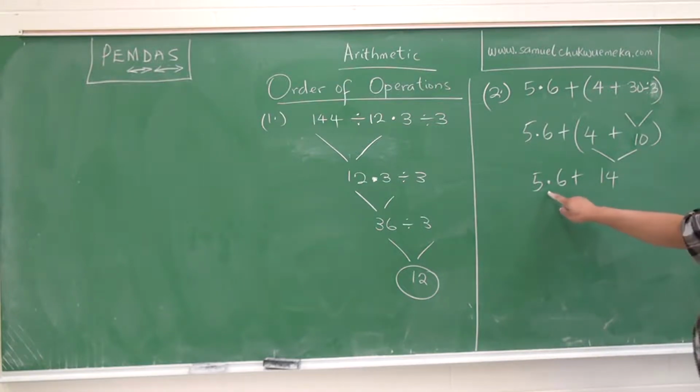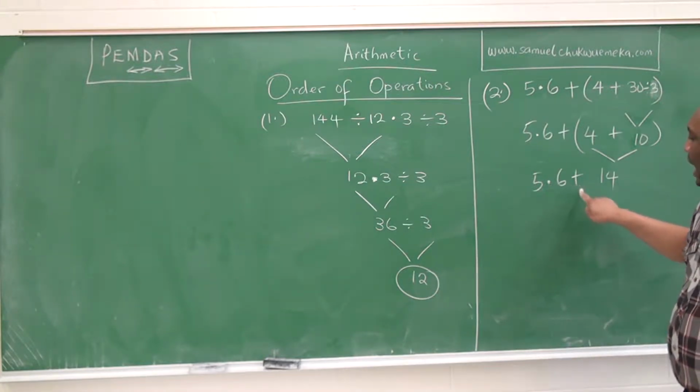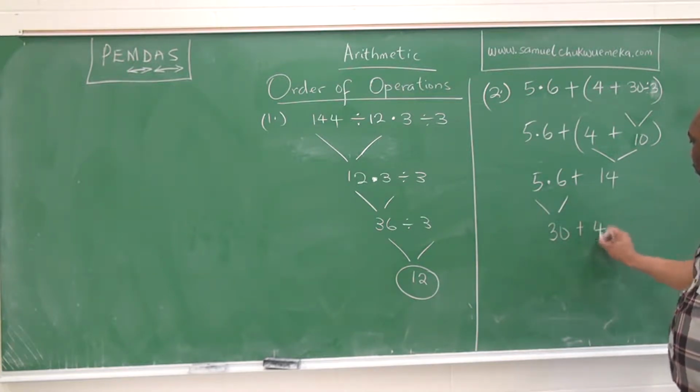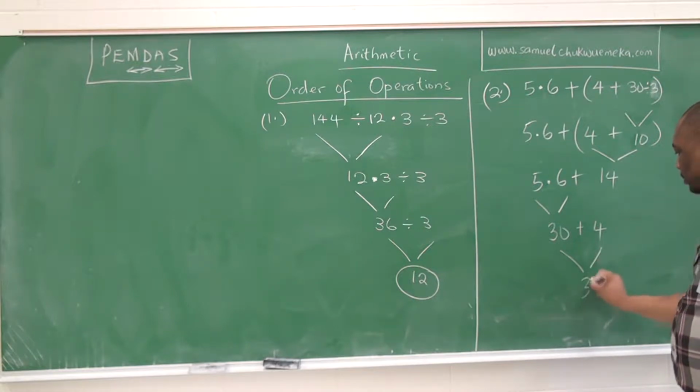Okay, so now we have multiplication and addition. We do the multiplication first. 5 times 6 is what? 30 plus 4. And then 30 plus 4 is what? 34. And this becomes your answer.